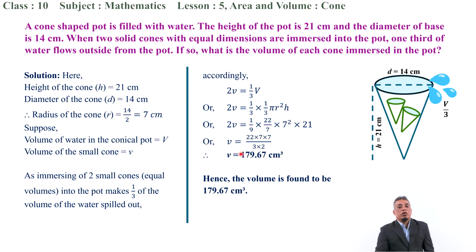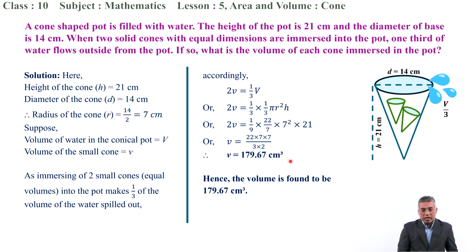After that, the calculation is much simpler. Everything is multiply and divide. First we multiply all the numerators, or you can cancel out there also. One of the 7s is cancelled here, and 3 times 7 is cancelled here. And 2 comes to divide this side. So all of you can do this calculation easily, and it gives you the value of small v to be 179.67 cm cube, which is the required answer.